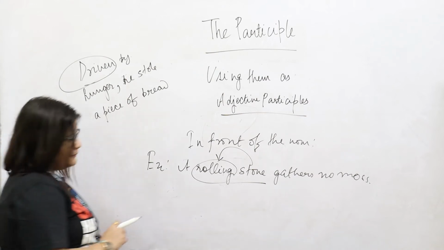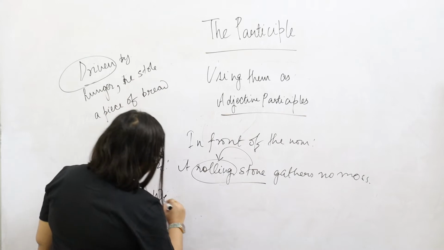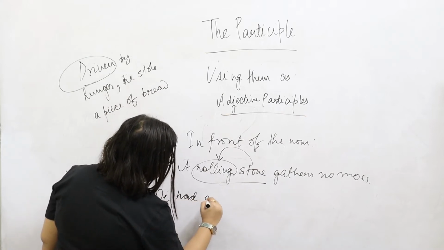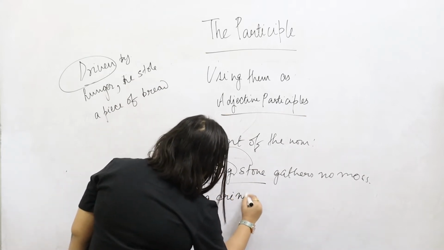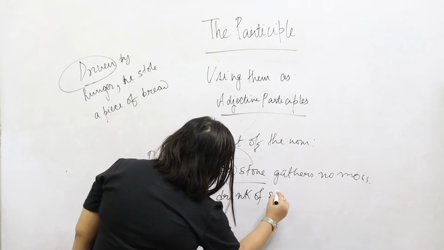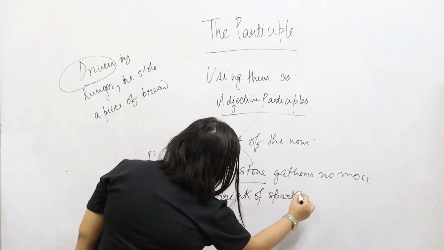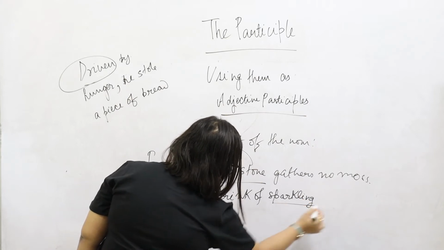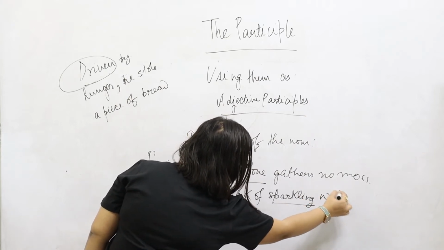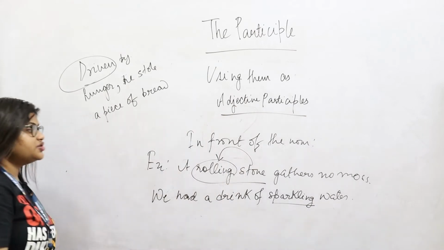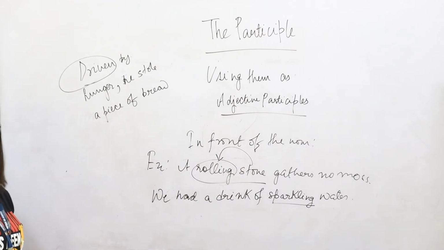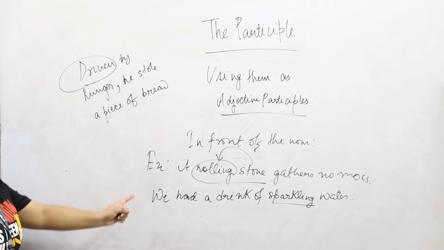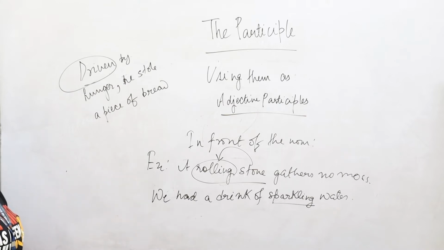The next would be: we had a drink of sparkling water. So here in this sentence, we are using the word sparkling to describe the water. So hence we are using it both as a participle as well as an adjective, and certainly it is qualifying the noun, that is water.